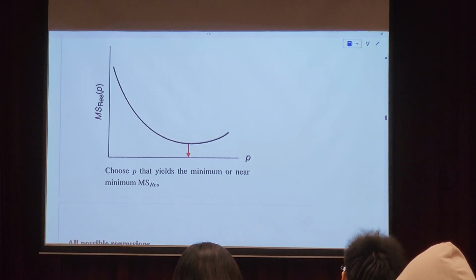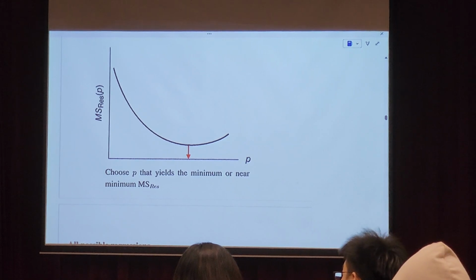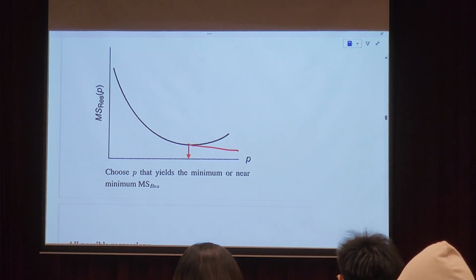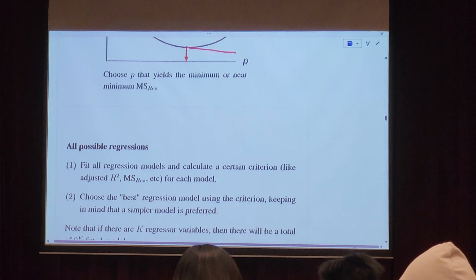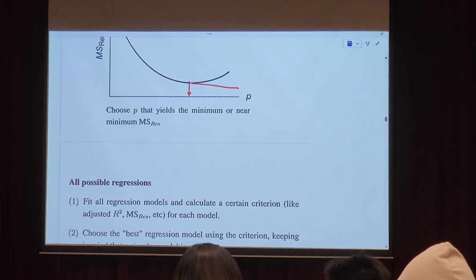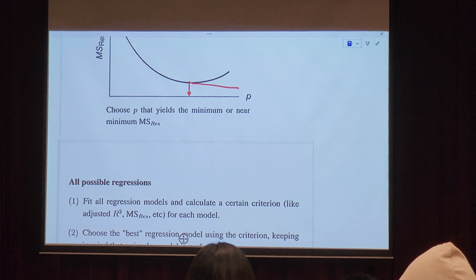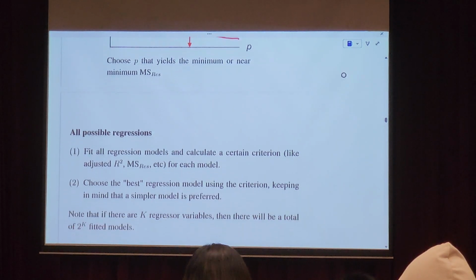I have a feeling this graph might not be right, because if you have enough regressor variables, the mean square residue could be 0. Yeah, perfect fit. But the idea is to choose a P where you are almost at a minimum and improvement is not likely to be too significant if you increase P further.